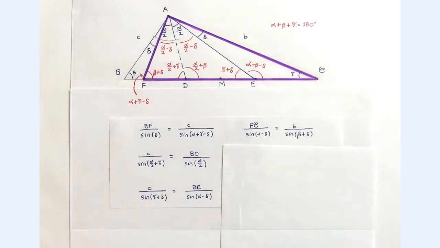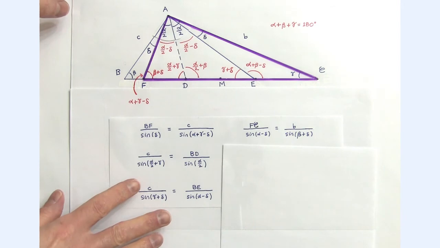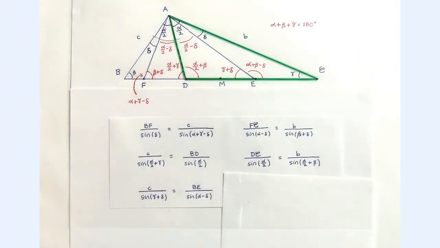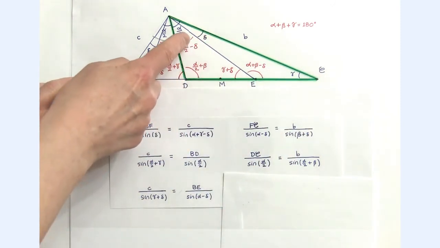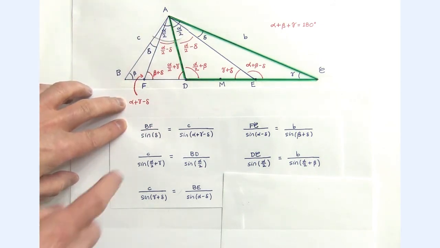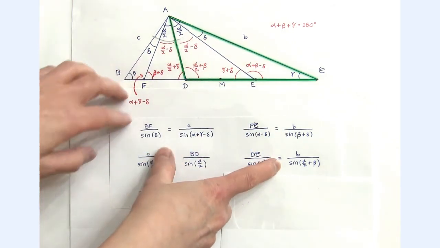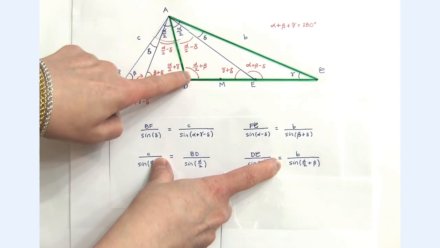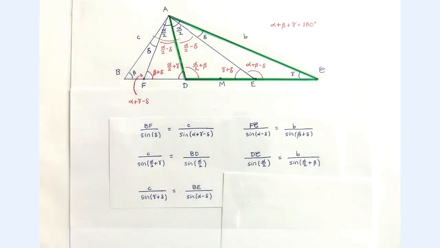Continuing to work my way to the right, my next triangle will be triangle ADC, like this. And for triangle ADC, I take my side DC, which is opposite this angle, which is half of alpha. So DC over the sine of half of alpha equals B over the sine of this angle. So B over the sine of half of alpha plus beta, like this.